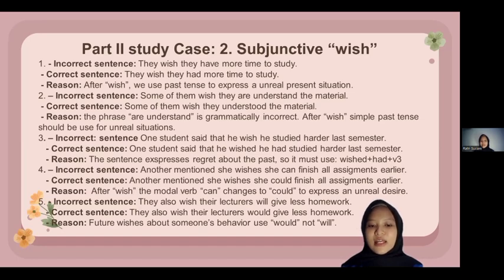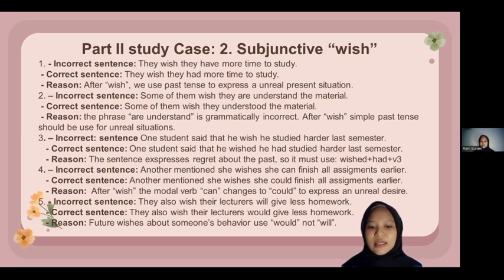Number 4 is "Another mentioned she wishes she can finish her assignment earlier." The correct sentence is "Another mentioned she wishes she could finish her assignment earlier" because after wish the modal verb can changes to could to express an unreal desire.